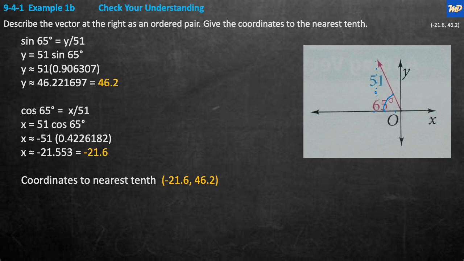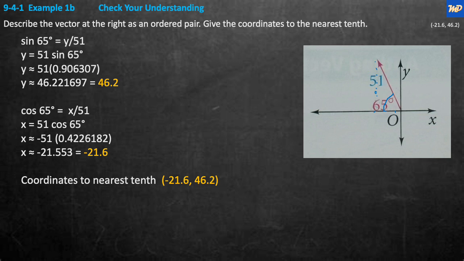Now to get the x value, it's cosine of 65 degrees. So cosine of 65 is equal to x divided by 51. We solve for x at this point, and we get x is approximately equal to negative 51 times 0.4226182, which is also then, when multiplied out, gives us x is approximately equal to negative 21.553, or negative 21.6.